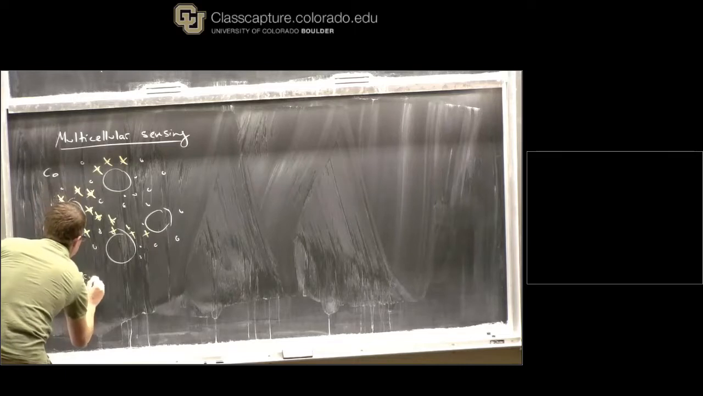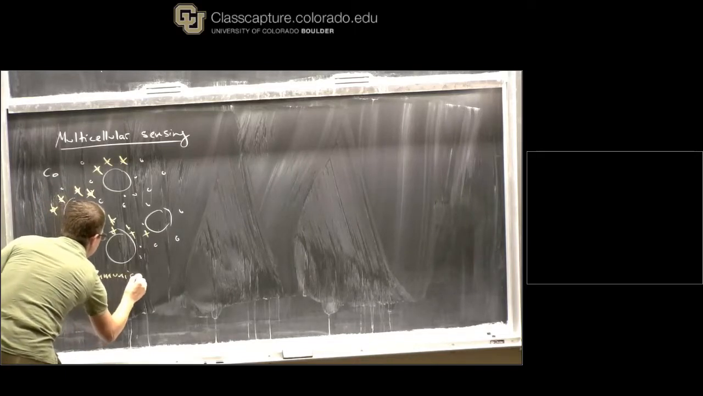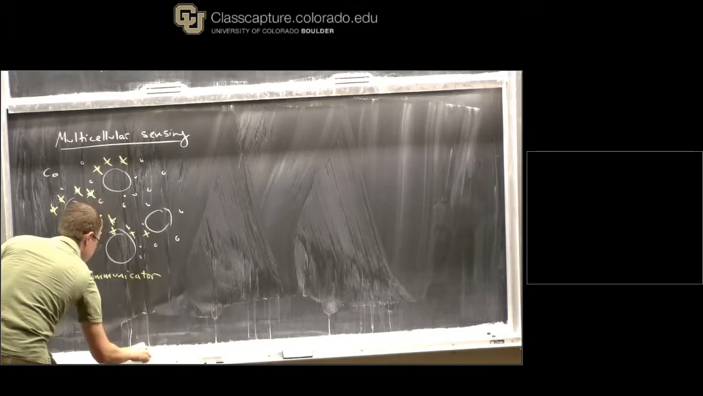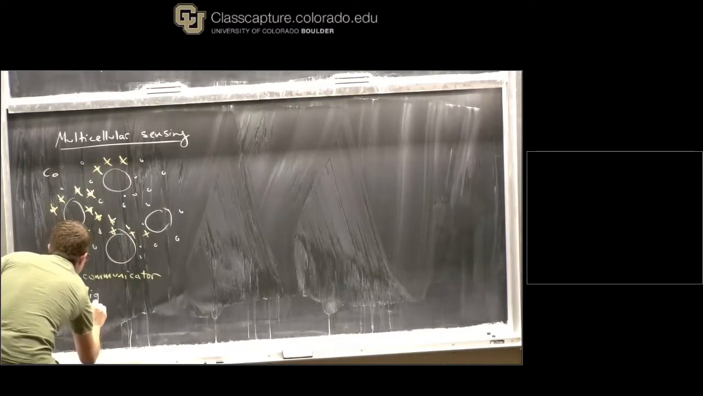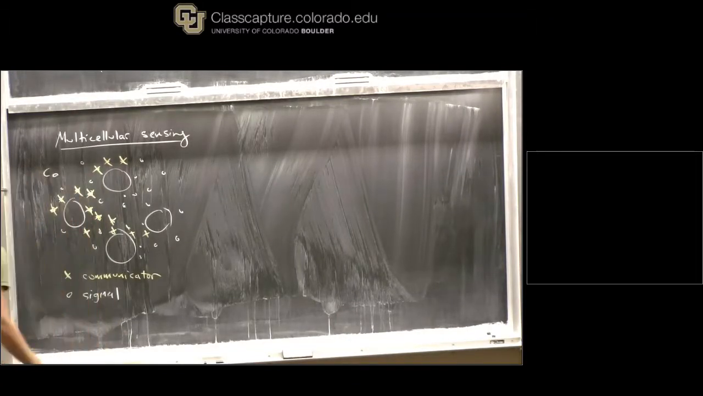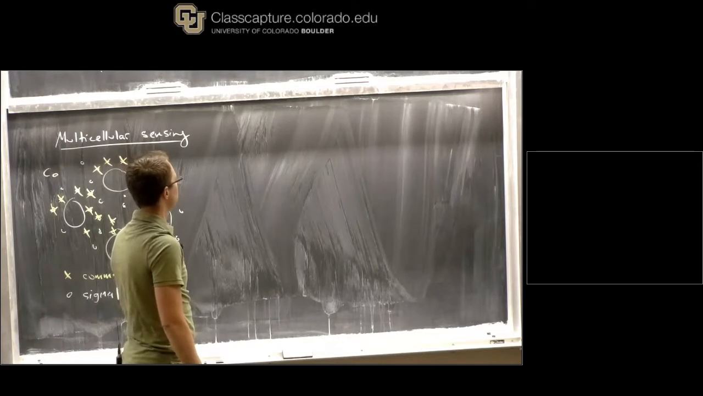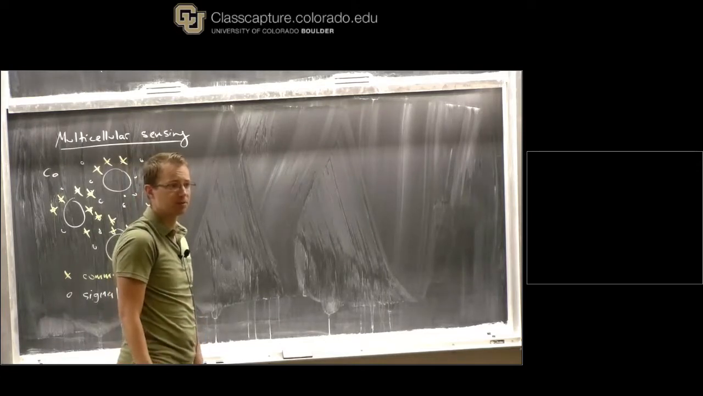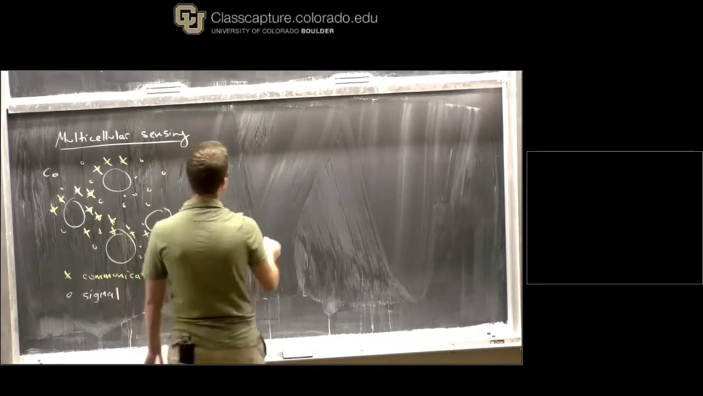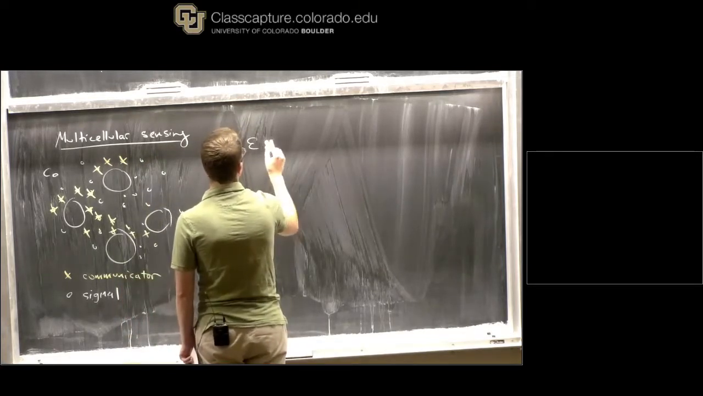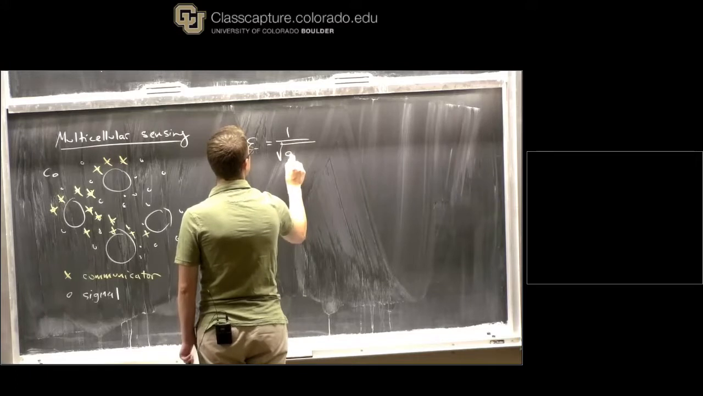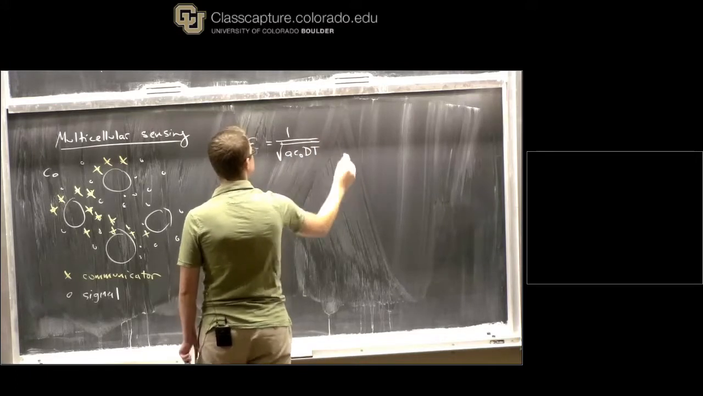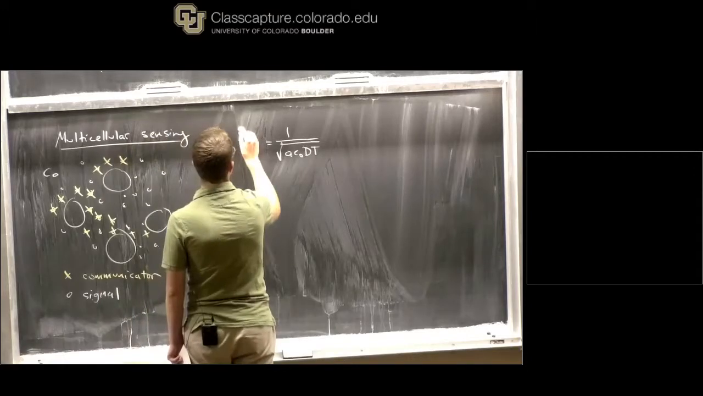So this is some sort of communicator molecule to help with sensing the signal. Okay, so we're going to calculate something, but as always, we should think about what we should expect first, right? So with one cell, we had an error which was 1 over the square root of A C naught dt. This is with one cell.